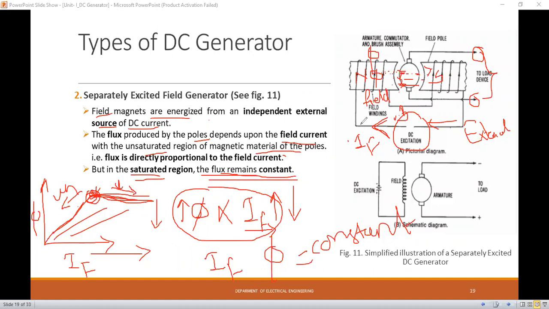Okay, so this is the separately excited type of DC generator. In the figure, this one is the armature of the DC machine. The load can be connected to the output of the DC machine, and this one is the field winding. The field can be excited by using a separate DC source or separate DC excitation. So this is the separately excited DC generator.